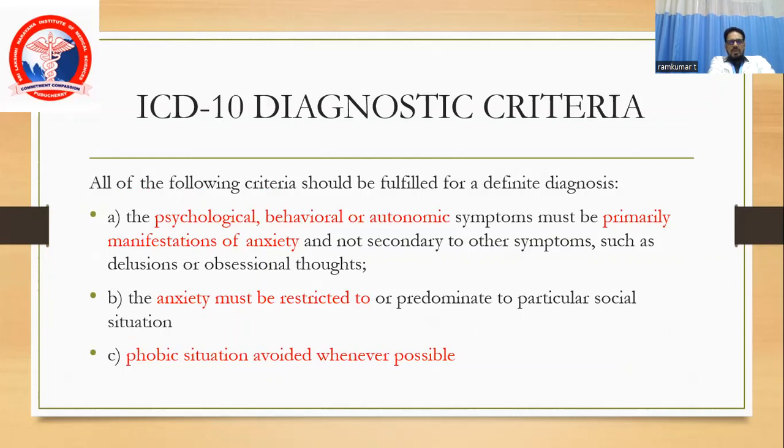ICD-10 diagnostic criteria. All of the following criteria should be fulfilled for a definite diagnosis. A. The psychological, behavioral, or autonomic symptoms must be primarily manifestations of anxiety and not secondary to other symptoms, such as delusions or obsessional thoughts. B. The anxiety must be restricted to or predominate in particular social situations. C. The phobic situation is avoided whenever possible.